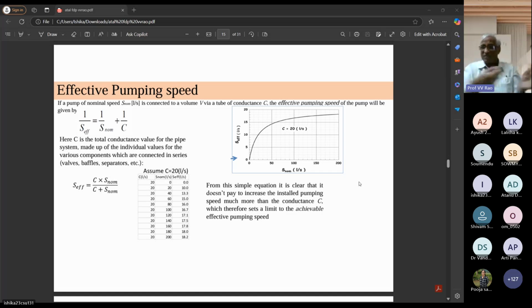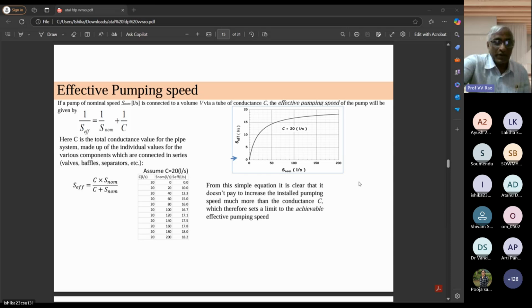If necessary, some bit of control has to be made. So all this requirement finally tells us to have a good calculation of conductances and use that conductance in this formula: 1 by S effective equals 1 by S maximum plus 1 by C. I have given an example. Hindevac has given a pumping speed which varies as a function of pressure.